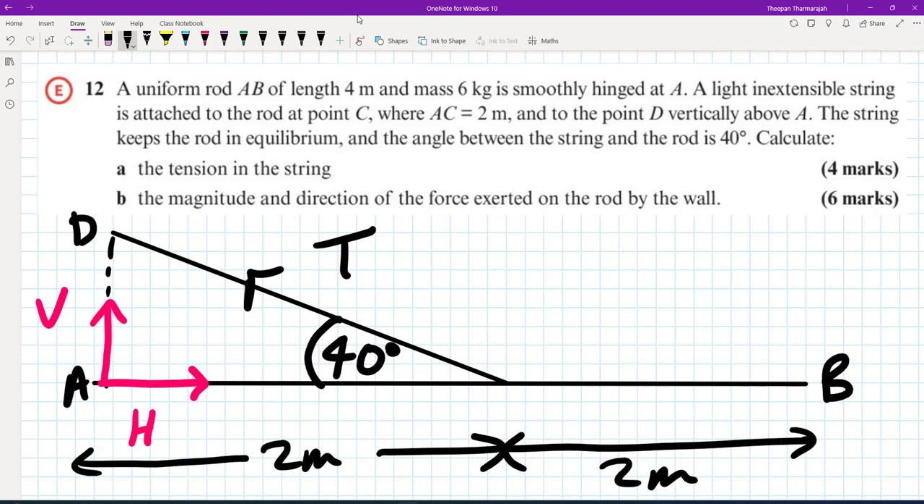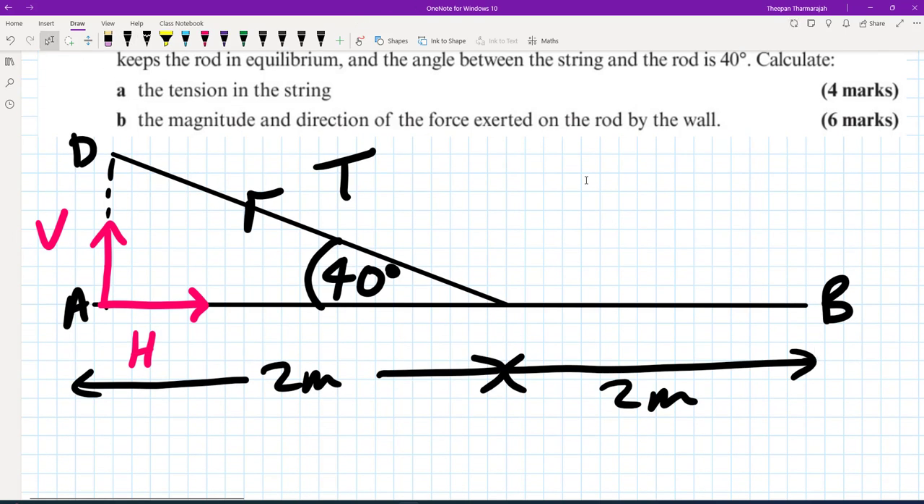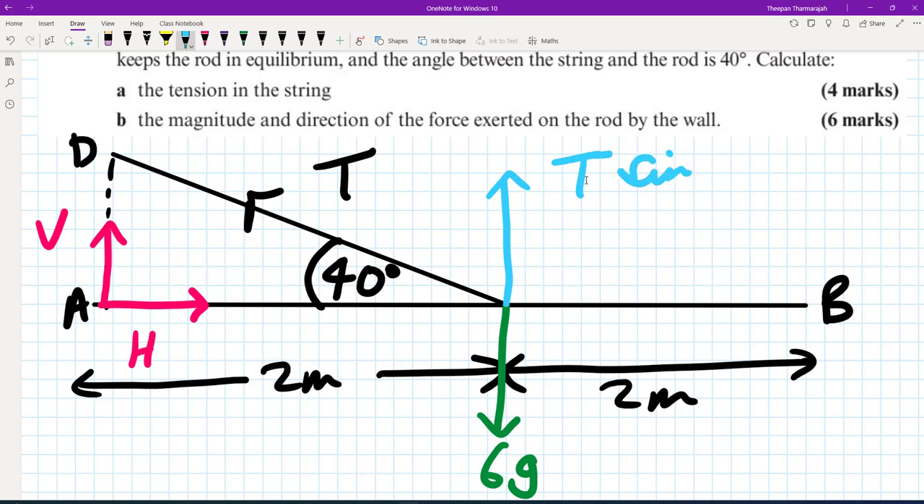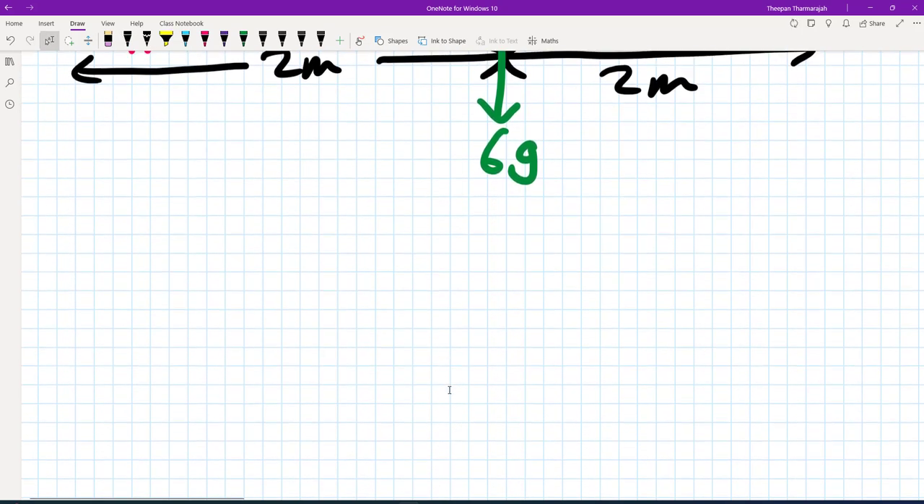B. And then we need to have the weight drawn in. So let's do that. I'll just do the weight in green so it's clear. That's the weight. So we've got the weight here, 6g. And then our components here, T sine 40 is our vertical component, as I showed you when resolving in the previous example. And the horizontal component, respectively, is T cos 40 degrees, like so.